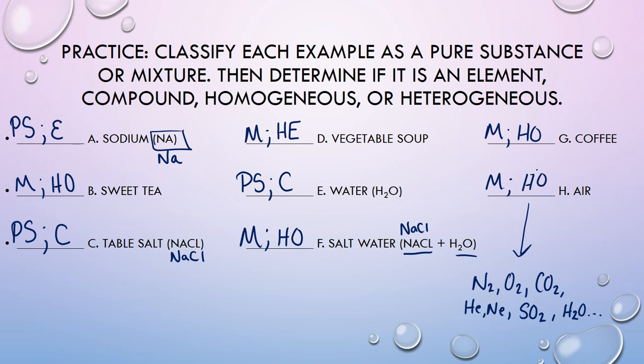Okay. So this is what I'm looking for today: can you classify something as pure substance or mixture? And then can you further break it down into element, compound, homogeneous, heterogeneous?